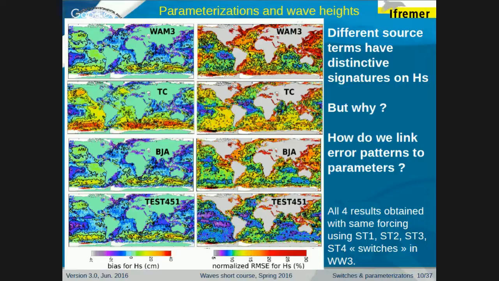So yeah, this is a bias, and this is RMS error. So really, the ST1 cycle 3 was pretty good off Peru. But apart from that, you can really get better results. And you see that Tolman and Chalikov actually work pretty well in the trade wind area. And so if you're working on Morocco, maybe ST2 is still not that bad.